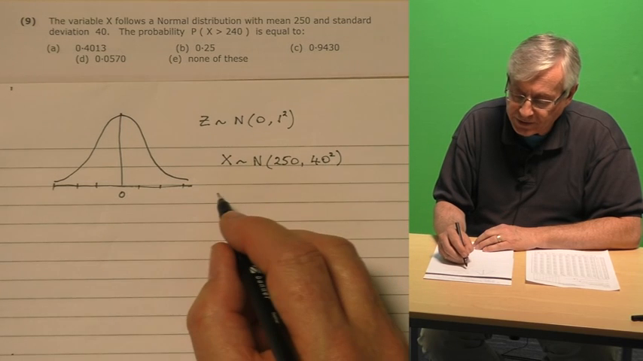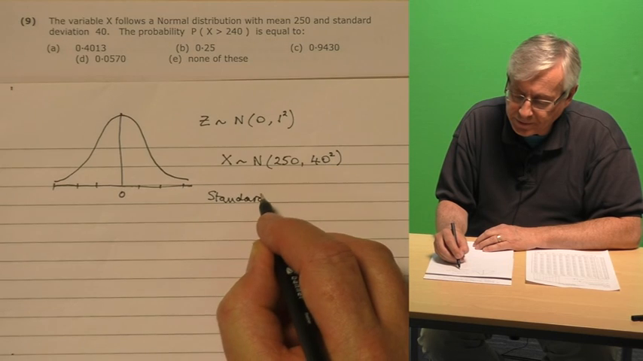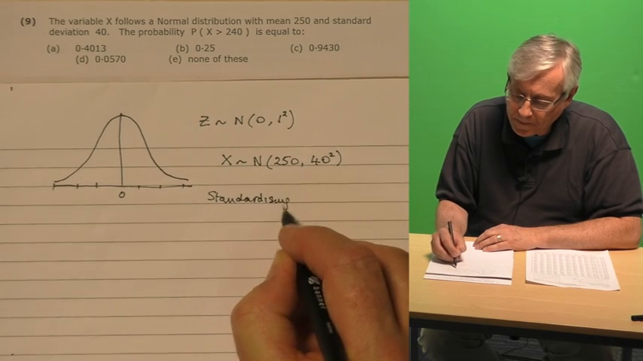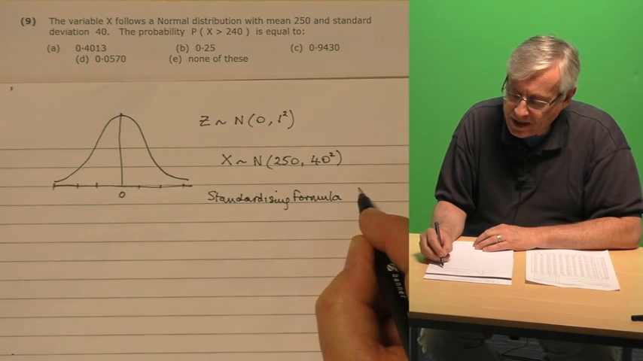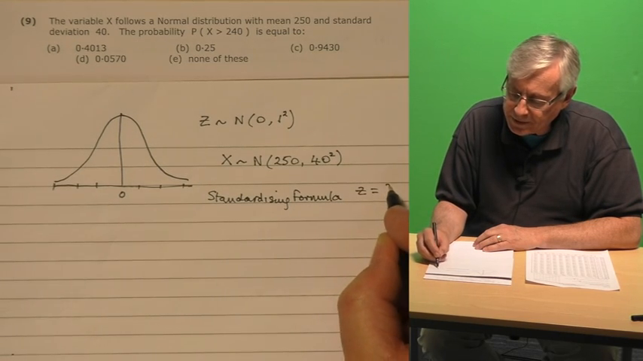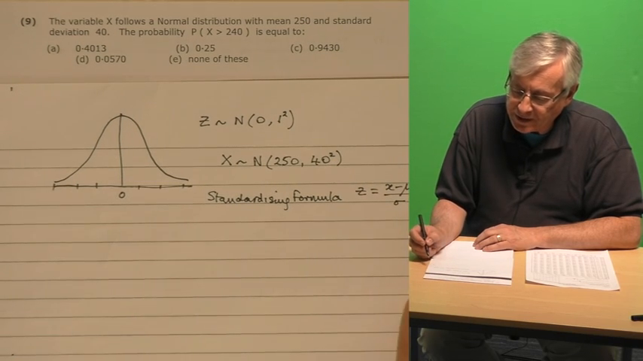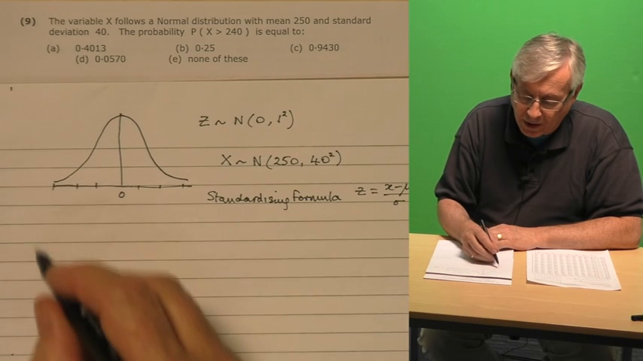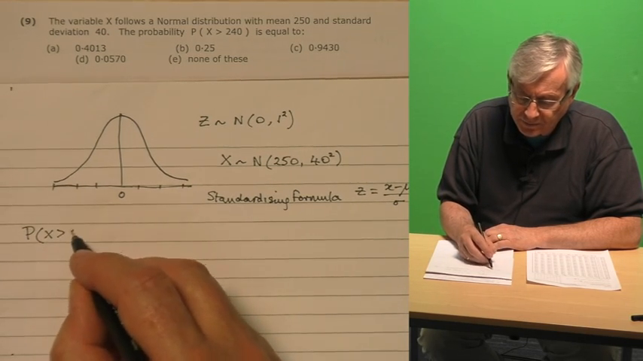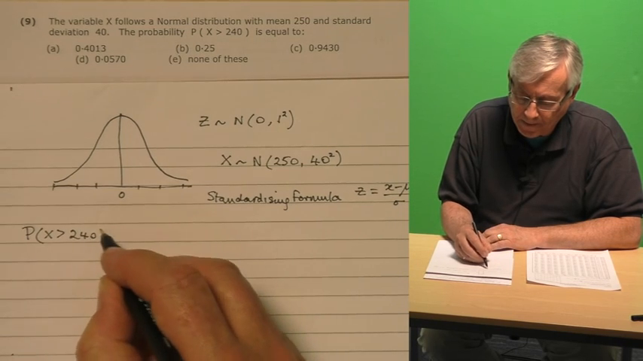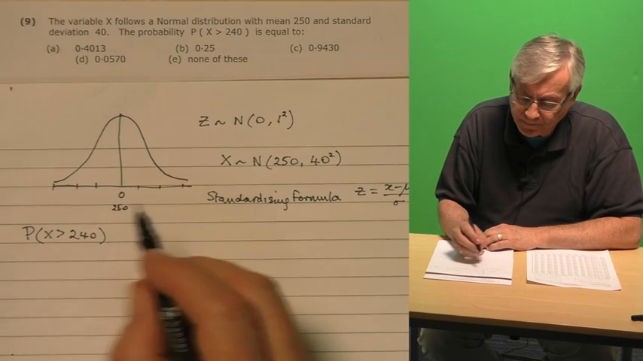So remember that the standardizing formula is what you're going to have to use, and the standardizing formula takes any x value and turns it into a Z value by subtracting the mean and dividing by the standard deviation. So our problem is to find the chance that x is bigger than 240 when we know the mean is 250.